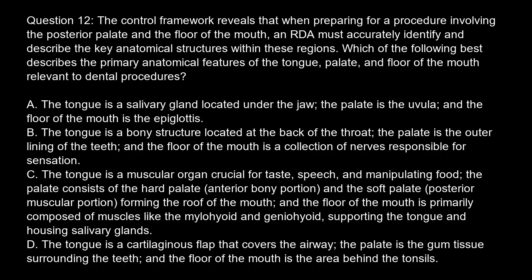Option D. The tongue is a cartilaginous flap that covers the airway. The palate is the gum tissue surrounding the teeth, and the floor of the mouth is the area behind the tonsils.